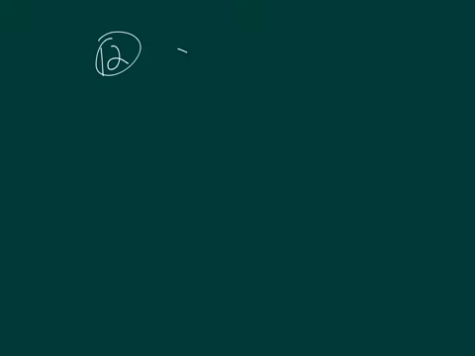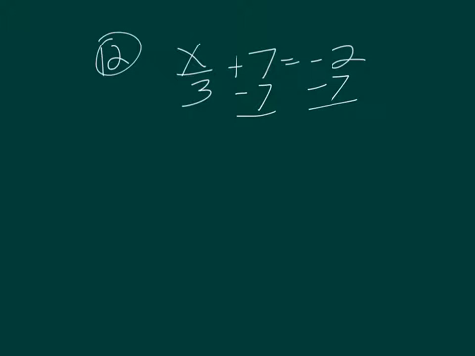Number 12. x over 3 plus 7 equals negative 2. Now, I threw a little wrench in here by putting this as a fraction. What's the other way I could write this? I could write this as 1/3 times x. That would work also. What's the first step, Ryan? No, it's not multiplying by 3. It's going to be subtract 7 from both sides.